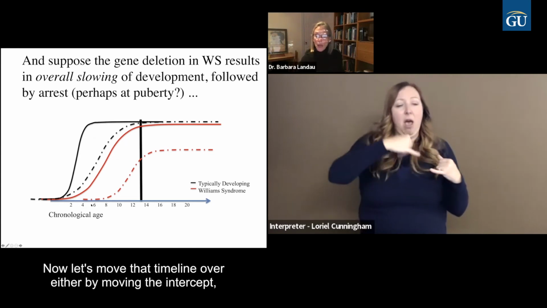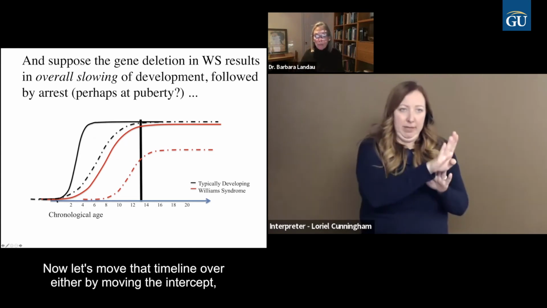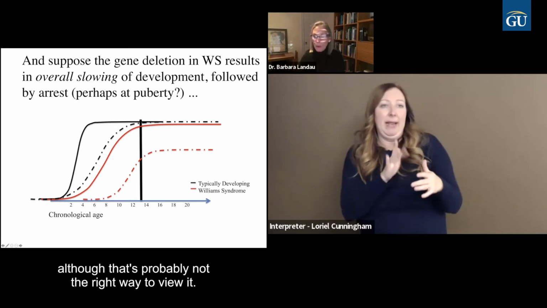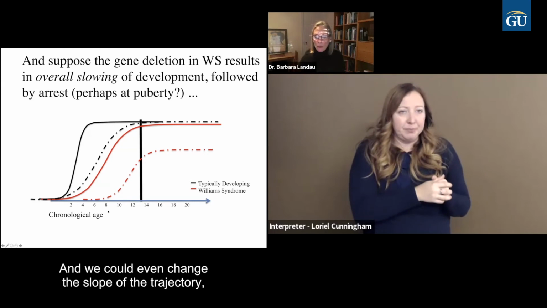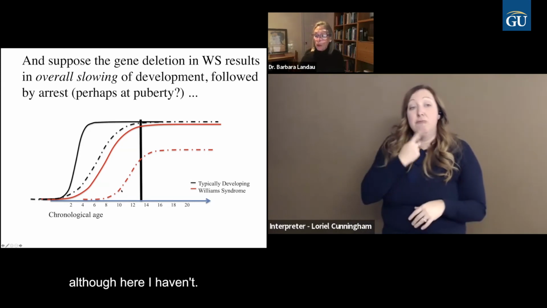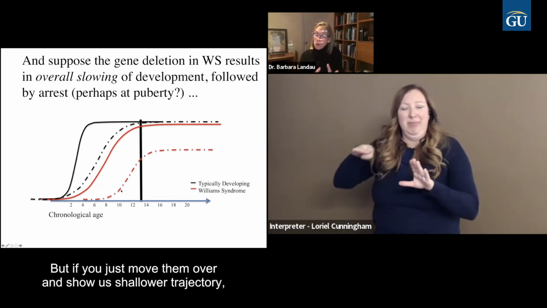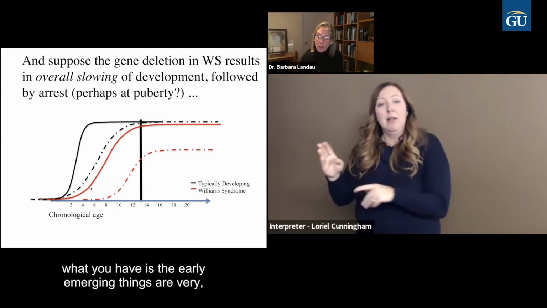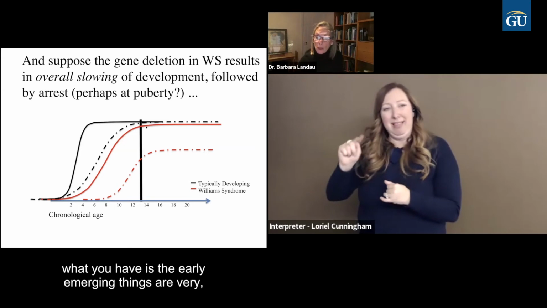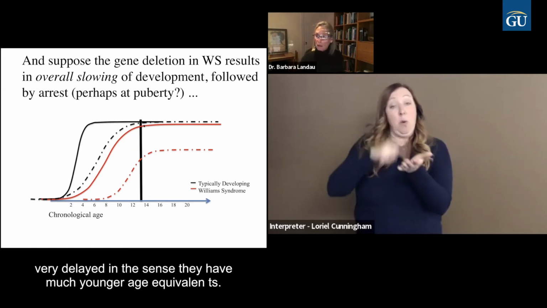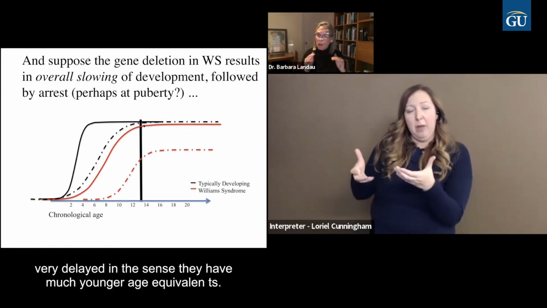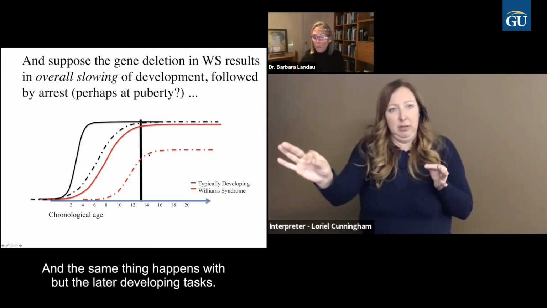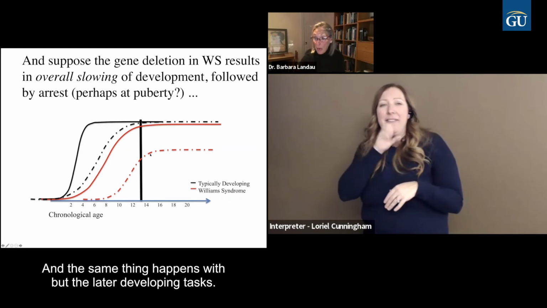Now let's move that timeline over, either by moving the intercept, let's say the onset of the skill, although that's probably not the right way to view it. And we could even change the slope of the trajectory, although here I haven't. But if you just move them over and show a shallower trajectory, what you have is the early emerging things are very, very delayed in the sense they have much younger age equivalents. And the same thing happens with the later developing tasks.